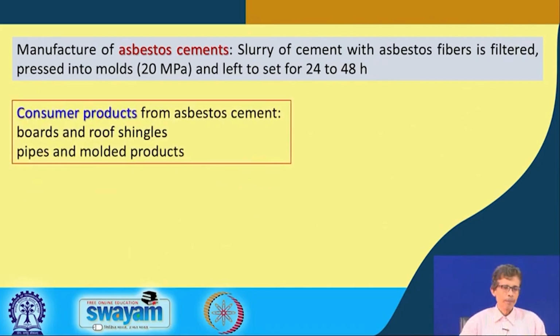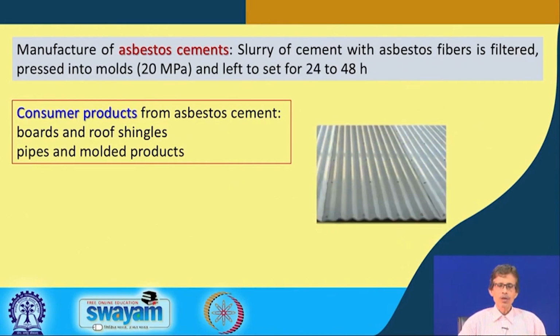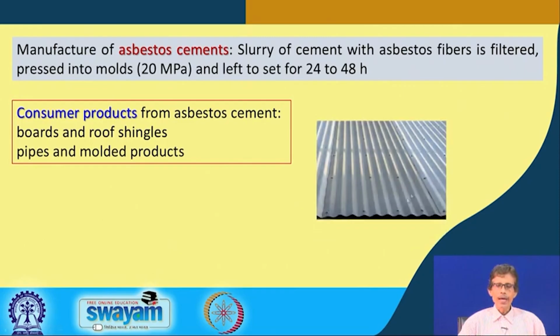So different types of consumer products we can make out of this asbestos cement, or rather asbestos impregnated cement: different types of boards, different types of roof shingles, that means the asbestos roofs. We all know that we can use asbestos sheets for roofing, then different types of pipes and molded products. One such is the corrugated type of asbestos sheet, which we can use as the roof material for making houses.